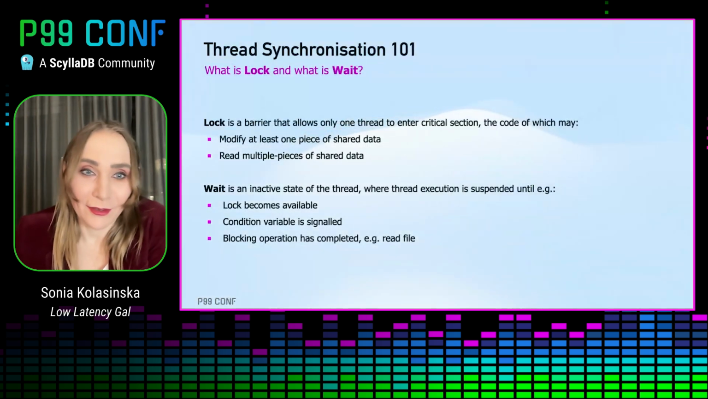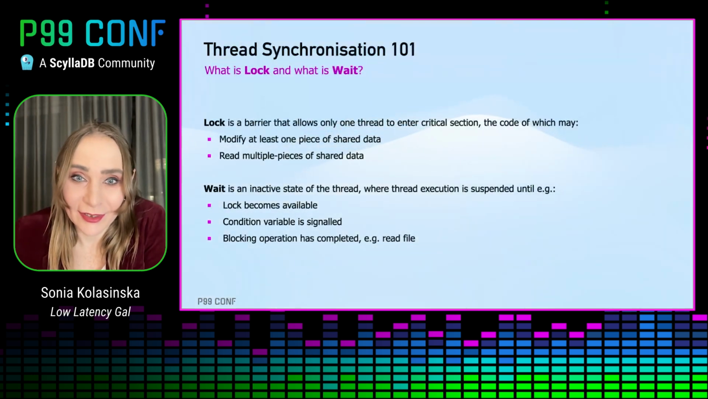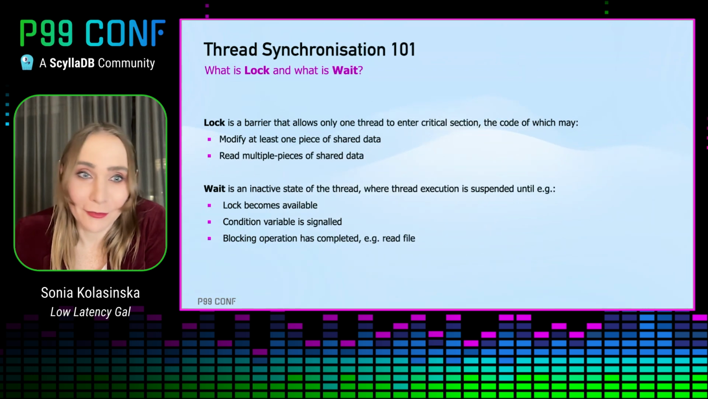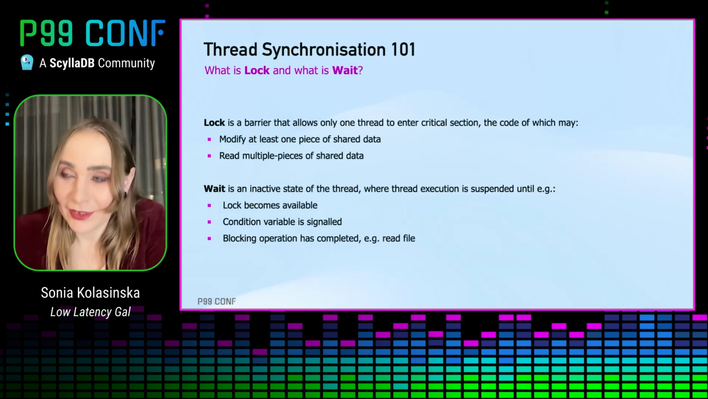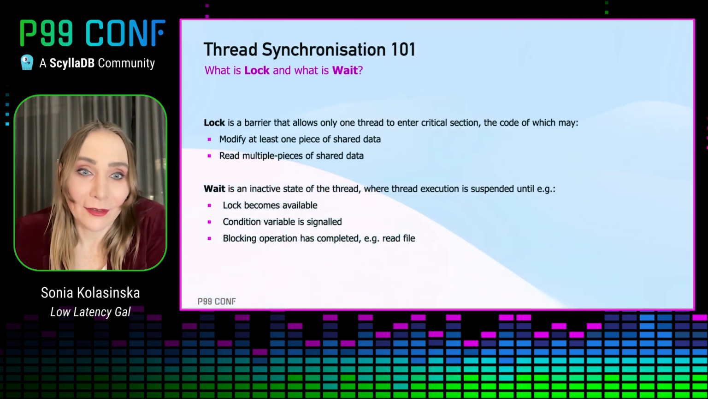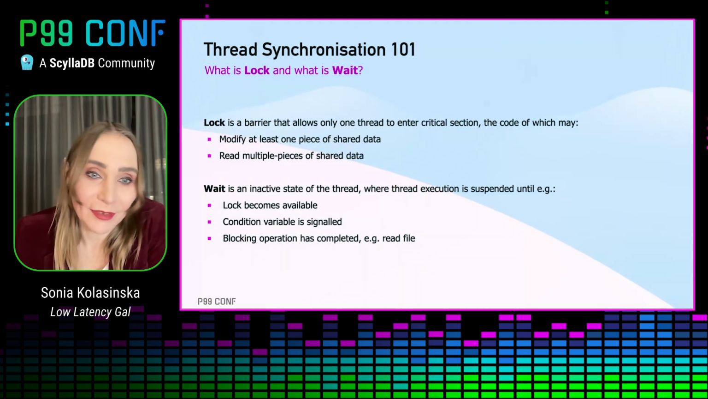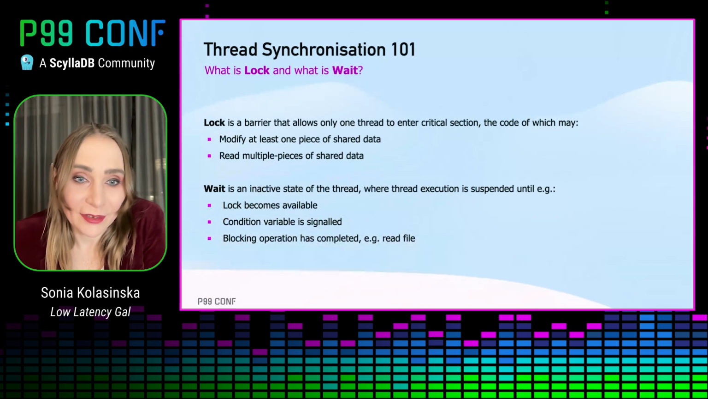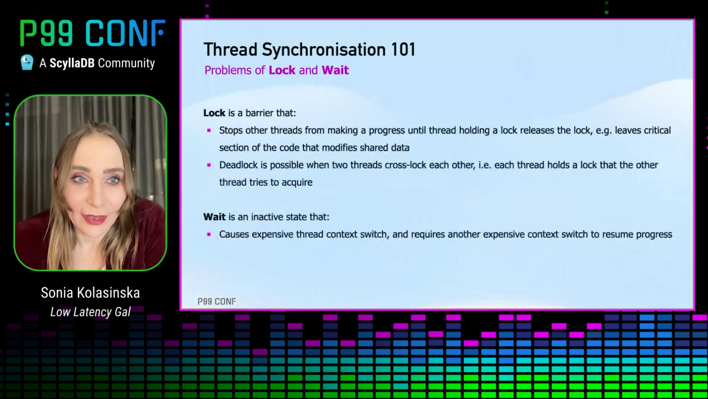Now, what is a lock? A lock is a barrier that only allows one thread to enter a critical section, the code of which may modify at least one piece of shared data or read multiple pieces of shared data. We will talk about this in examples, so I will just read this now. Wait is an inactive state of the thread, where thread execution is suspended until the lock becomes available, a conditional variable is signaled, or a blocking operation has completed, for example, reading a file.